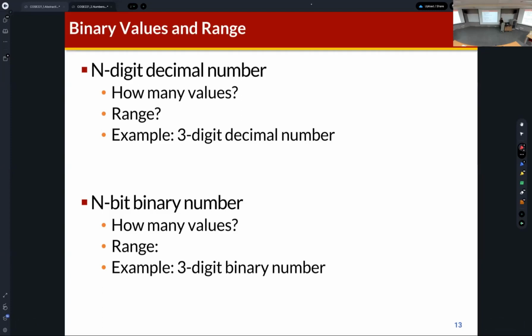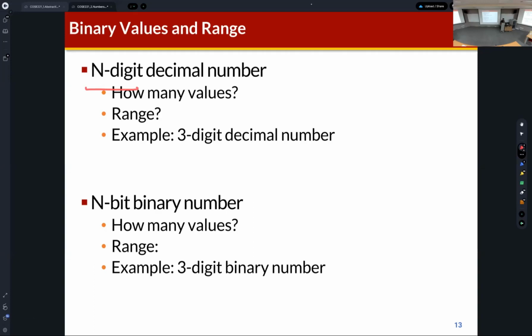Okay, so let's think about the binary values and then ranges. So what is the range of binary values? For example, this is the example of the decimal number. So think like this. Consider the n-digit decimal number. Then how many values can be represented using n-digit of decimal number?